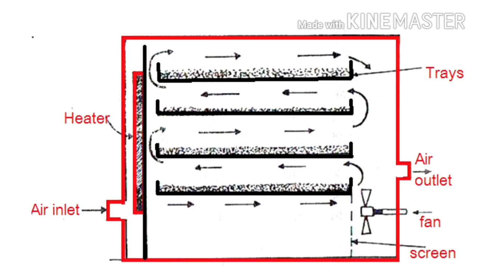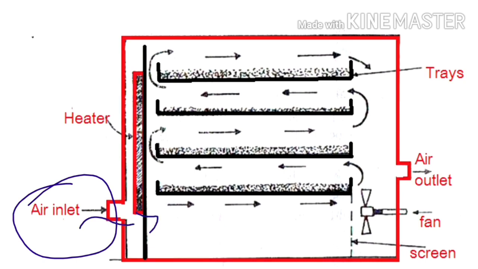Now, let's talk about the working of tray dryer. As we know, tray dryer consists of several rectangular or square shaped trays arranged inside the drying chamber. First of all, we have to introduce the materials to be dried inside these trays. After that, these trays are placed in the drying chamber. Here you can see the fresh air inlet. Through this air inlet, air passes into the drying chamber.